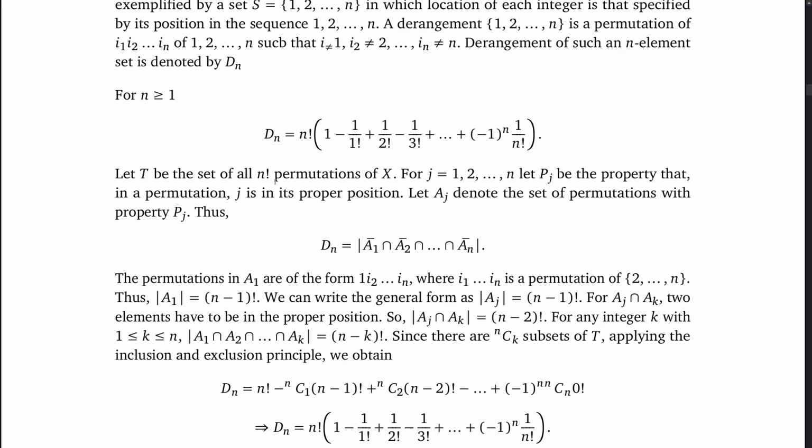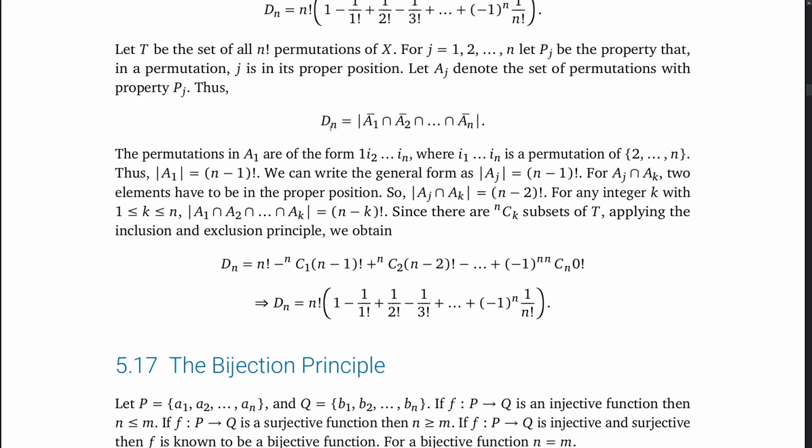Let T be the set of all n factorial permutations of X. For j equal to 1 through n, let Pj be the property that in a permutation j is in its proper position. Let Aj denote the set of permutations with property Pj.